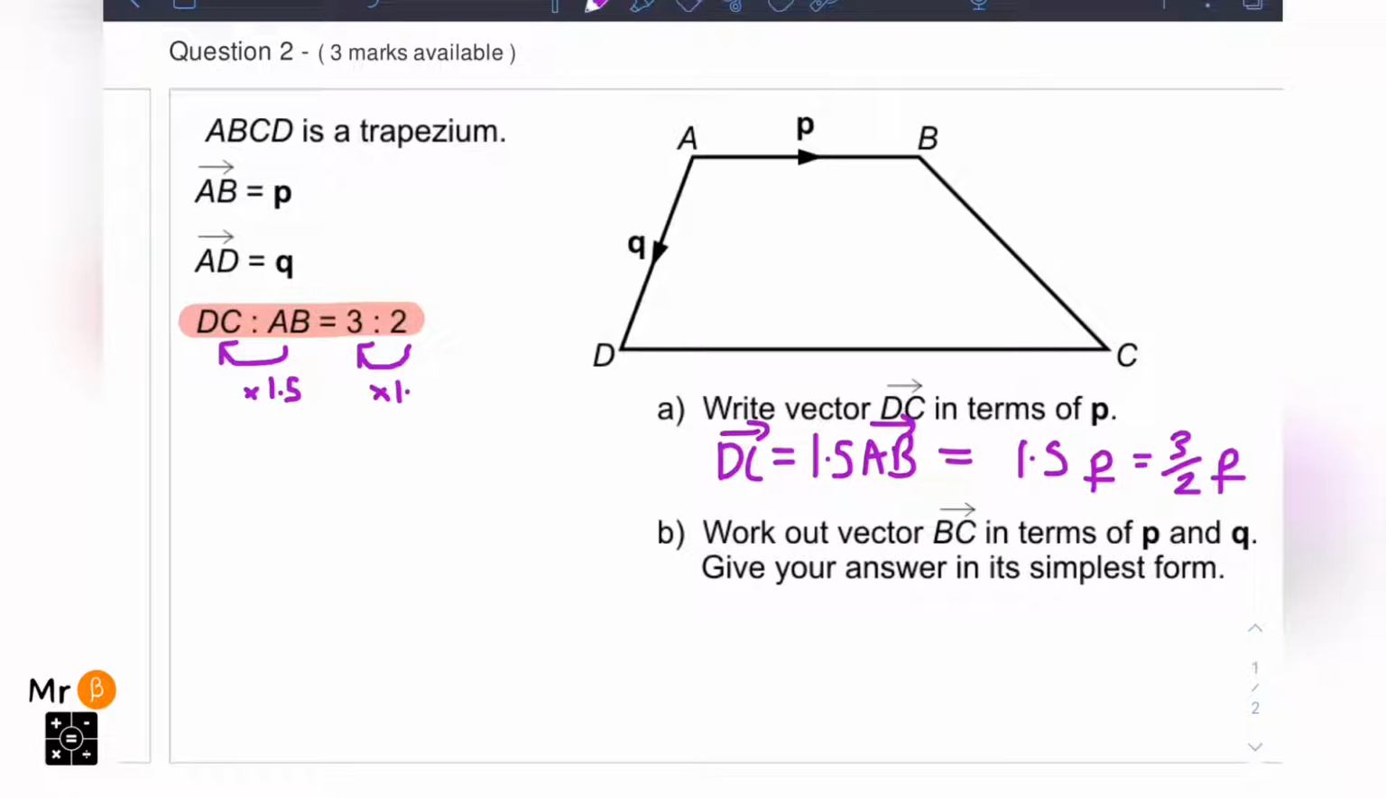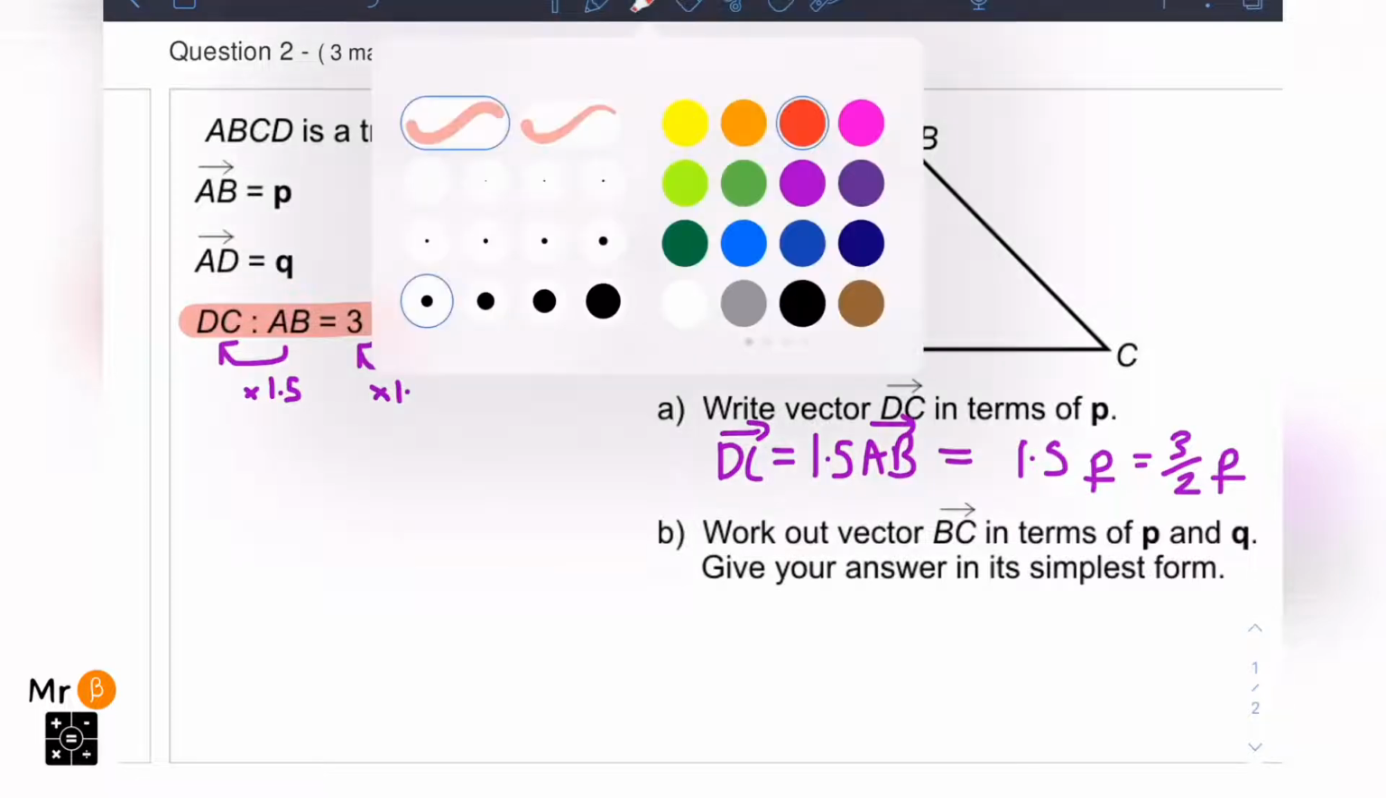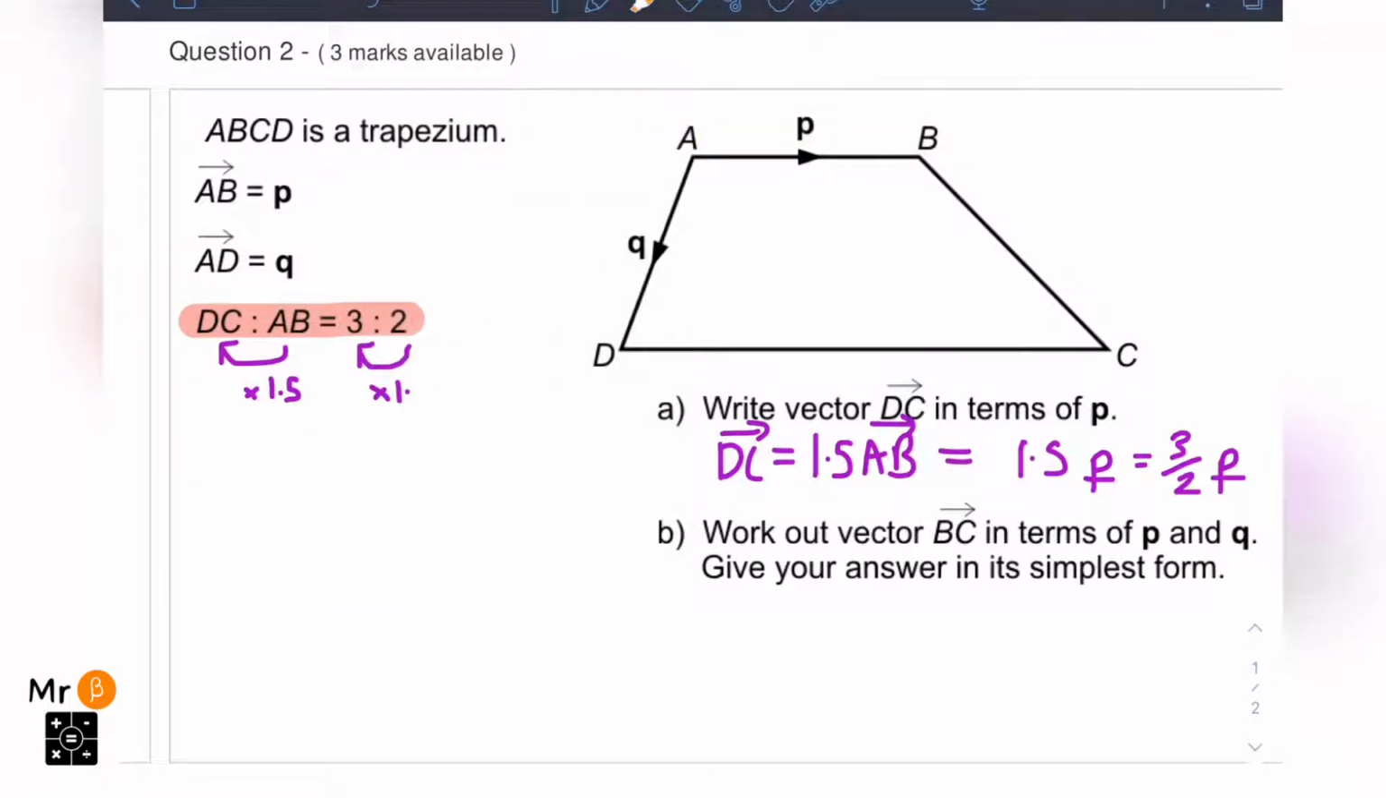Part B asks us to work out the vector BC. So, for this question, we need to find the route which goes from B to C. Just like you've seen previously, there is a direct route, however we don't have any information about that. So actually, what we need to do is go around. So we need to go from B to A to D, and then D to C. If I just fill in that information from part A, which was 3 over 2p, now we've got all the information we need. I'm just going to write that journey out in terms of vectors.